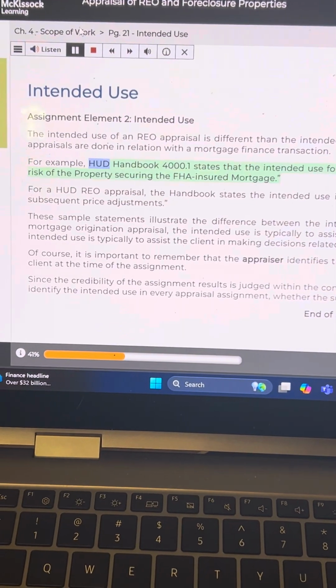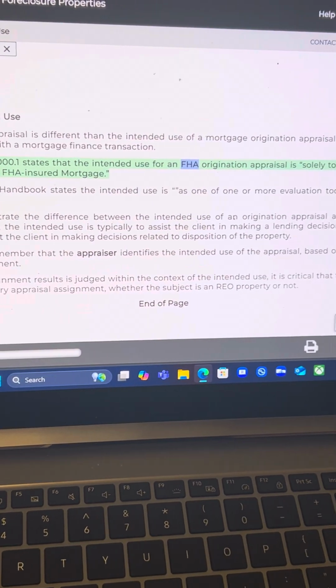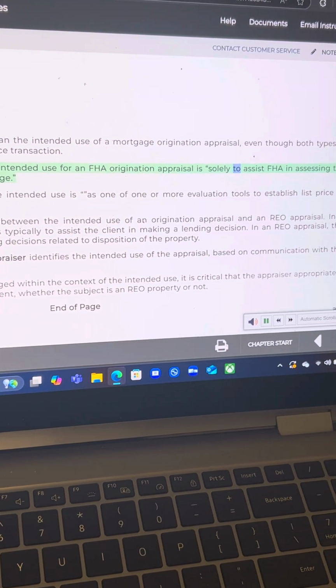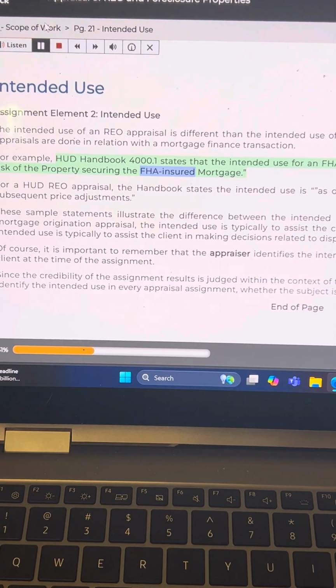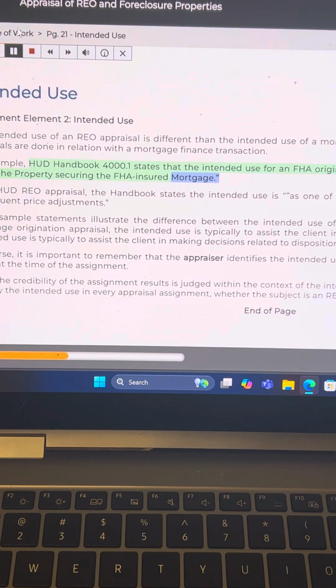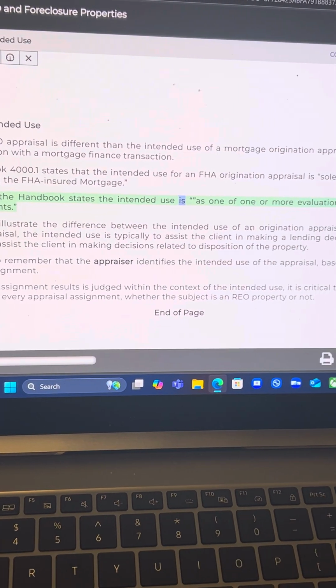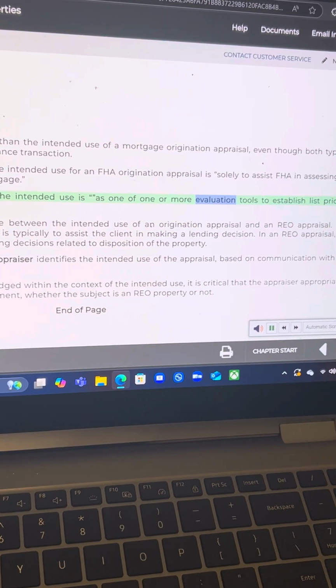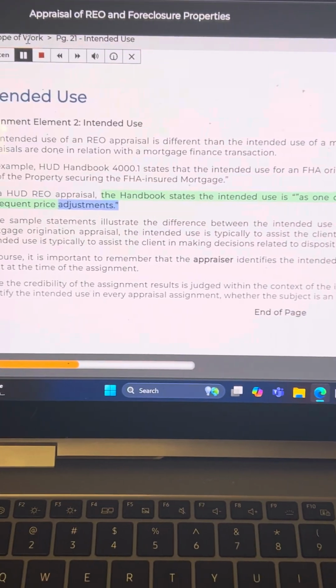For example, HUD Handbook 4000.1 states that the intended use for an FHA origination appraisal is solely to assist FHA in assessing the risk of the properties securing the FHA-insured mortgage. For a HUD REO appraisal, the handbook states the intended use is as one of one or more evaluation tools to establish list price or subsequent price adjustments.